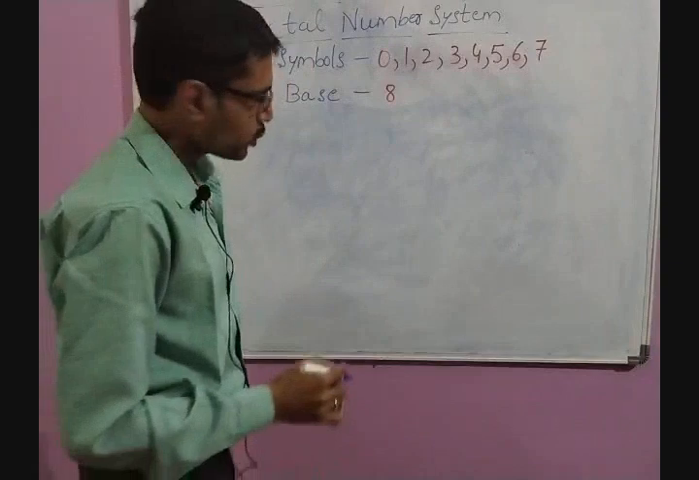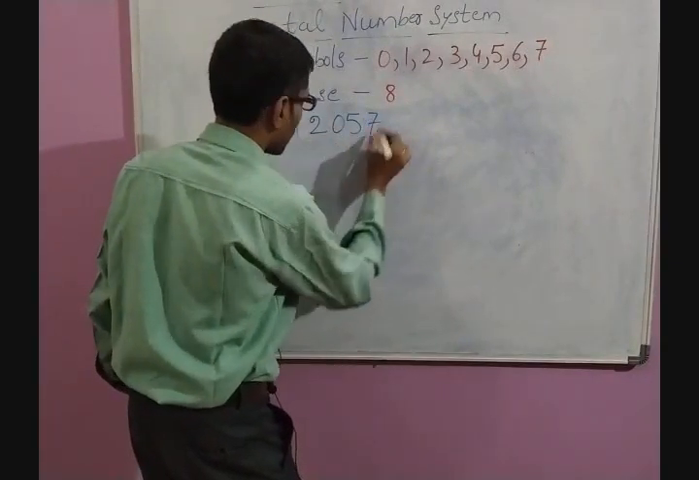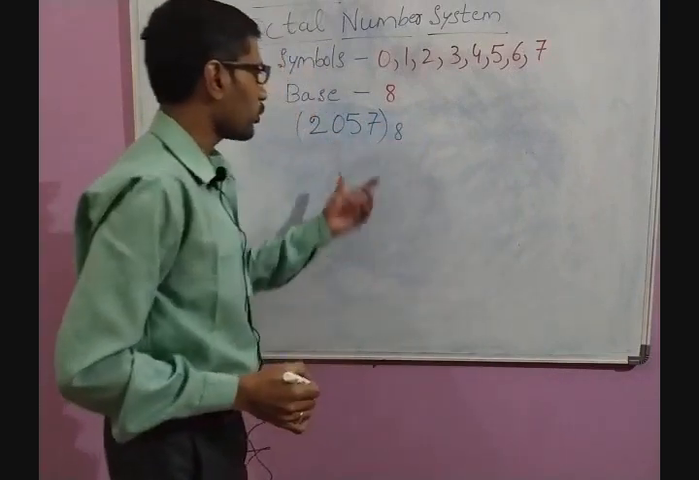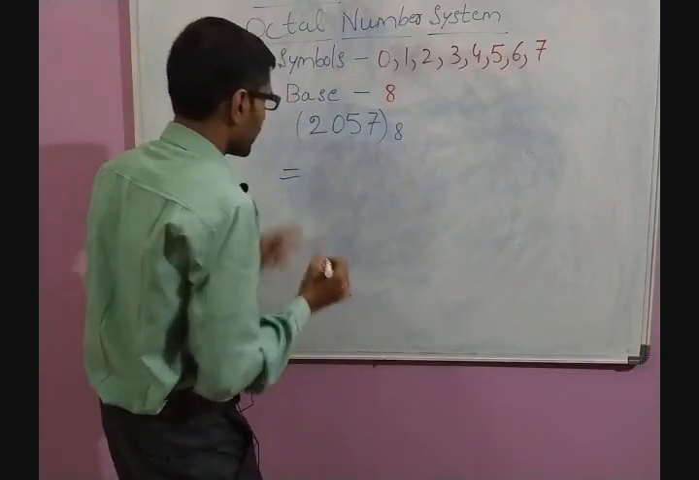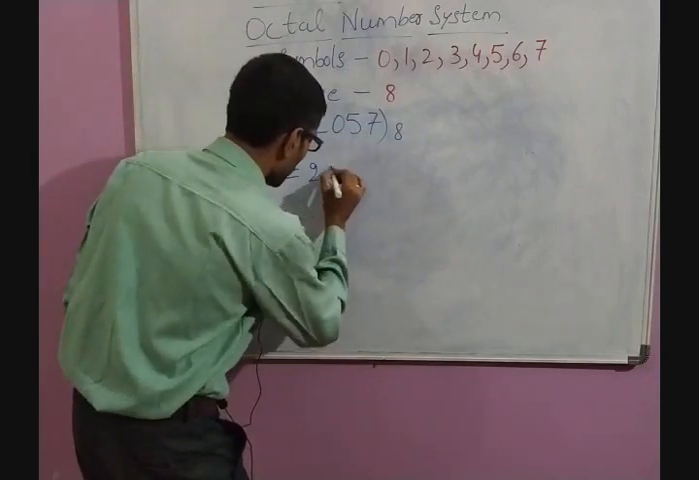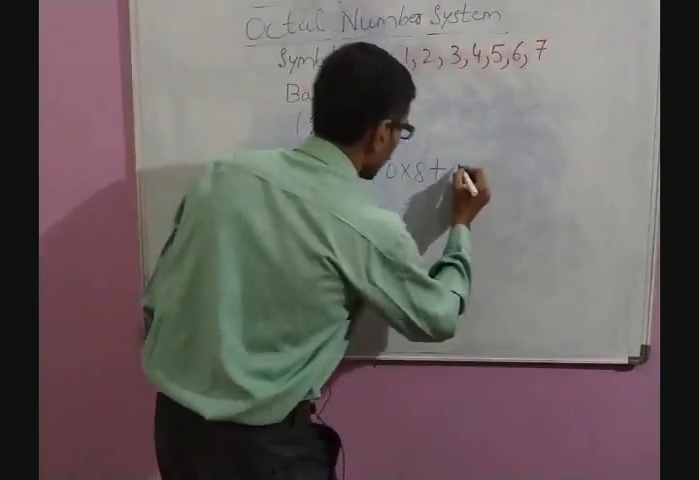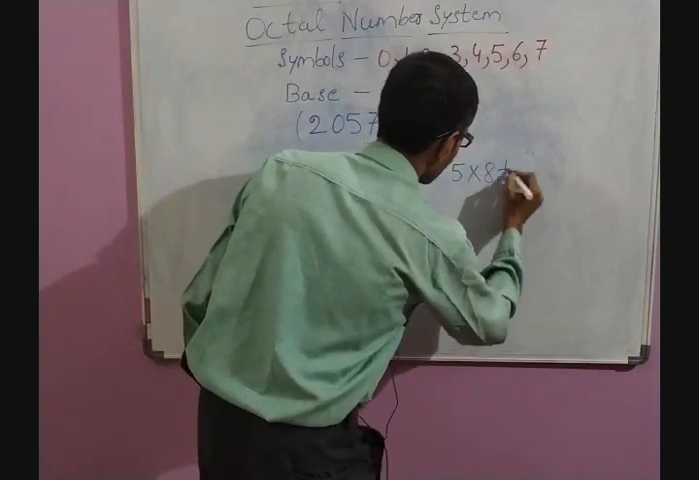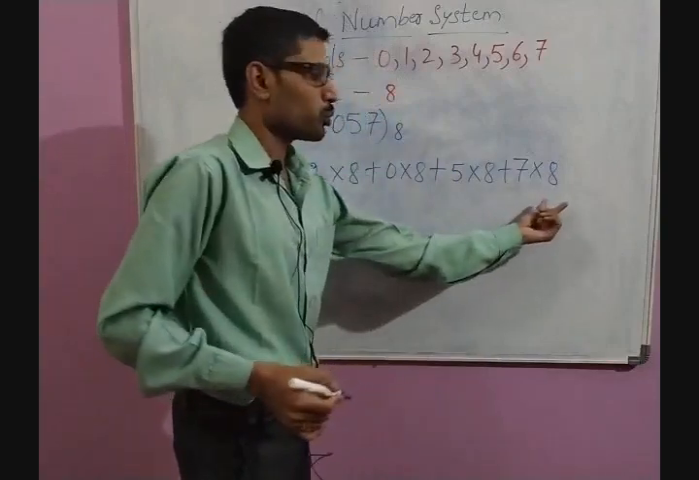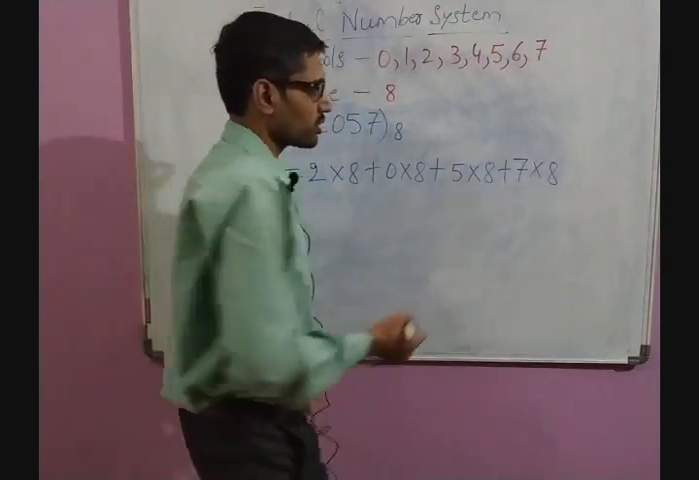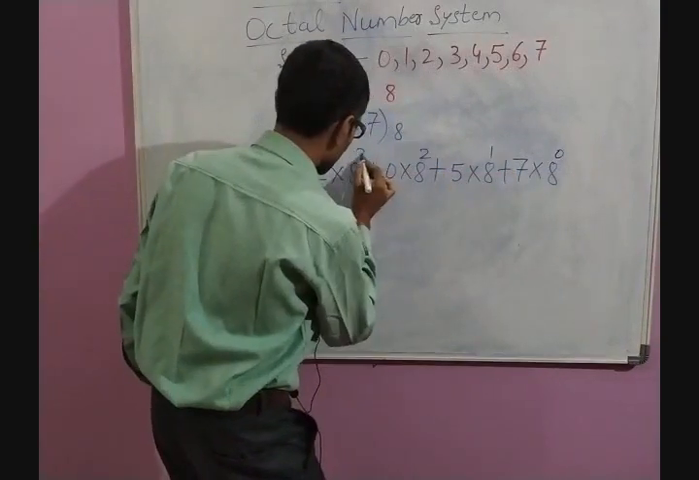So the example is 2057. I want to find the equivalent value of this octal number in decimal. So again, take the individual digits: 2 into 8, plus 0 into 8, plus 5 into 8, plus 7 into 8, and then put the powers. The powers will always start with 8 raised to 0, 8 raised to 1, 8 raised to 2, and 8 raised to 3.